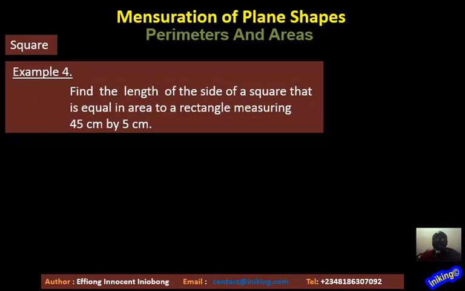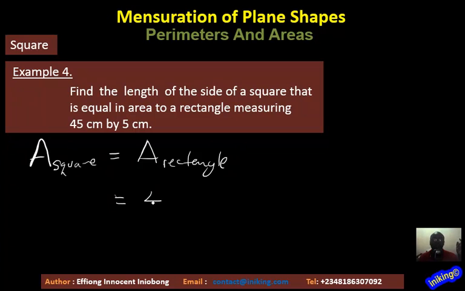Find the length of the side of a square that is equal in area to a rectangle measuring 45 by 5. This is very similar to the last one. Again, we are told that the area of a square is equal to the area of the rectangle. That's what the question is saying. Area of rectangle will be length times breadth, that's 45 times 5. And area of square is D times D, which is D square.